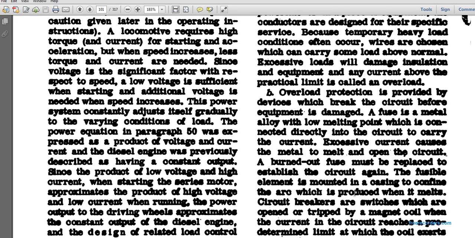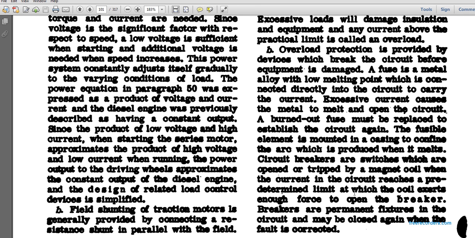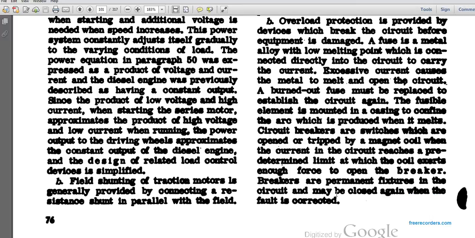The fusible element is mounted in a casing confining the arc which the melting metal produces. A circuit breaker is a switch which is tripped open by a magnet coil when the current in the circuit reaches a predetermined limit, at which the coil exerts enough force to open the breaker. The breakers are permanent fixtures in the circuit and may be closed again when the fault is corrected.